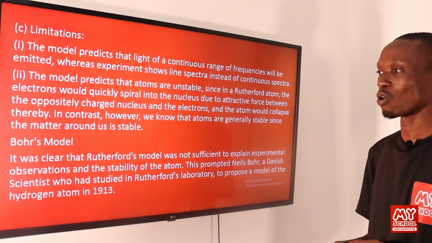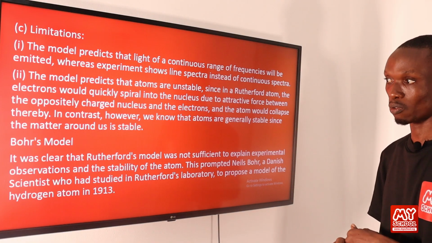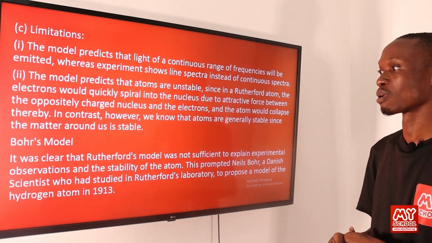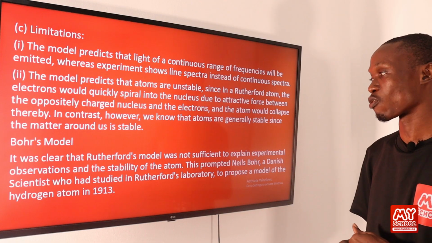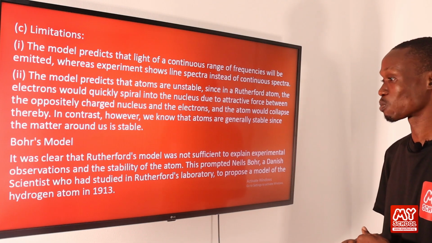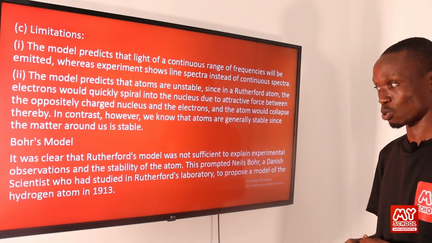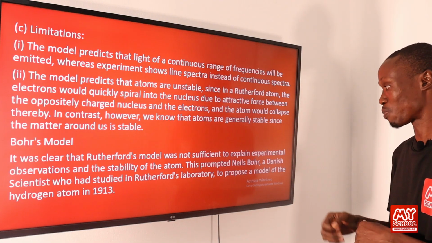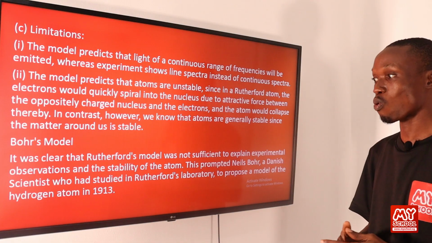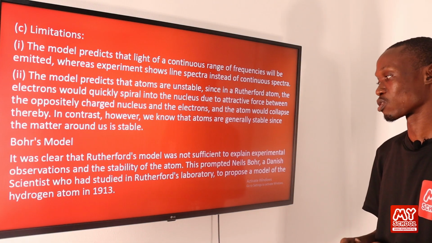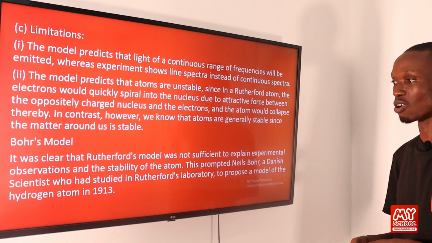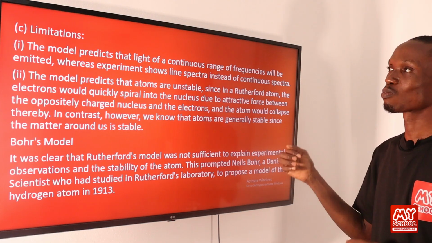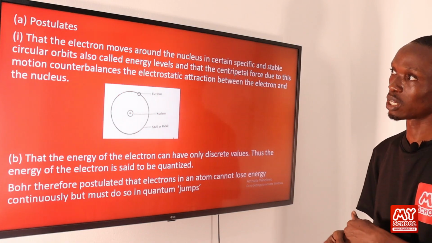Now let's discuss Bohr's model, which is the third model we are going to be considering in this topic. So it was clear that Rutherford's model was not sufficient to explain experimental observation and the stability of the atom. This prompted Niels Bohr, a Danish scientist who had studied in Rutherford's laboratory, to propose a model of the hydrogen atom in 1913. Let's move to the next slide to see the postulates.